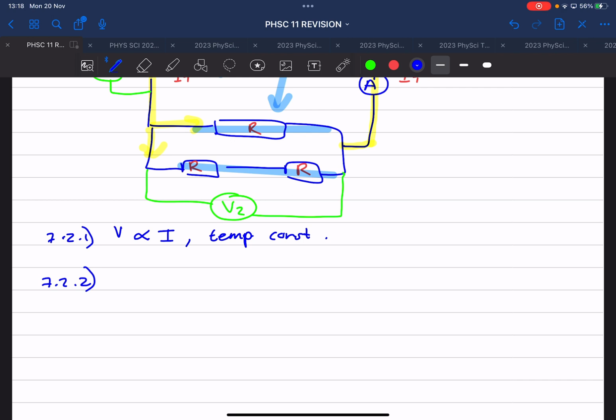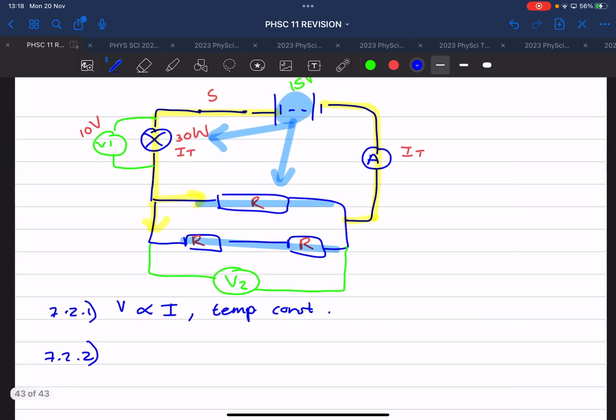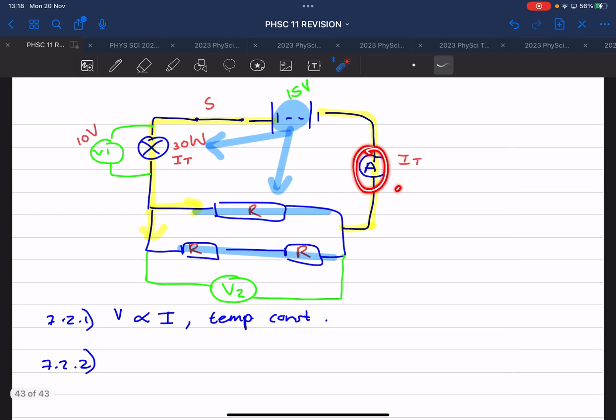Okay. 7.2.2 vra hulle vir jou: Bereken die lesing op ammeter A. So where's A? There's A. What does A measure? The total current.